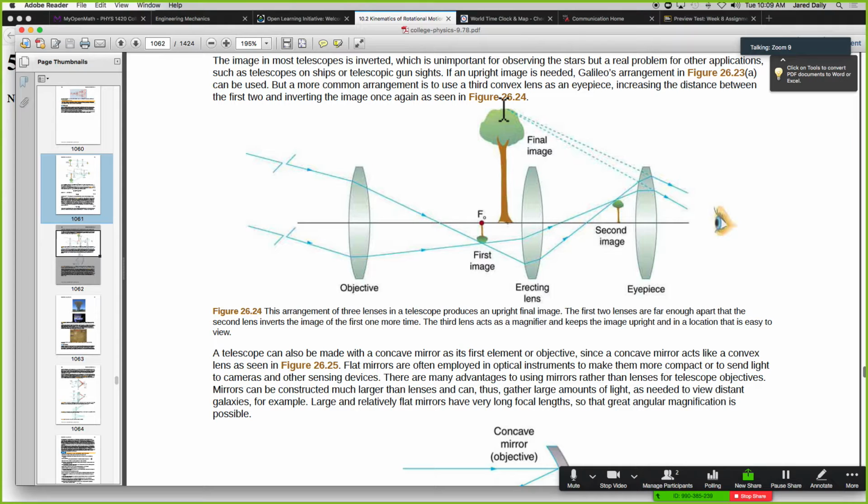Now this is very useful in things like hunting, right? When you're hunting, you don't necessarily want to see an upside down deer in your sights. And so they use an erecting lens inside of the telescope on your rifle.